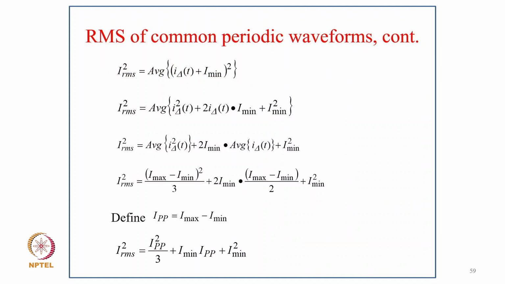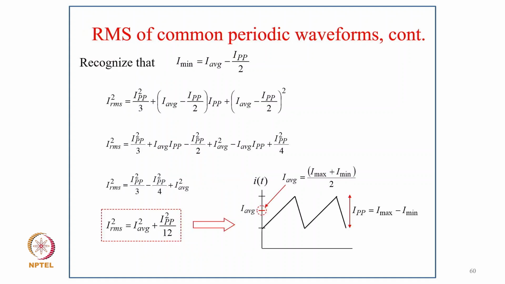So I RMS equals the average of (delta I plus I minimum) squared, and I RMS square equals the average of delta I square plus 2 delta I into I minimum plus I minimum square. Or I RMS square equals average delta I square plus 2 I minimum into average of delta I plus I minimum square. Or I RMS square equals ((I max minus I minimum) by 3) square plus 2 I minimum (I max minus I minimum) by 2 plus I minimum square. Defining IPP equal to I max minus I minimum, I RMS square will be IPP square by 3 plus I minimum IPP plus I minimum square.